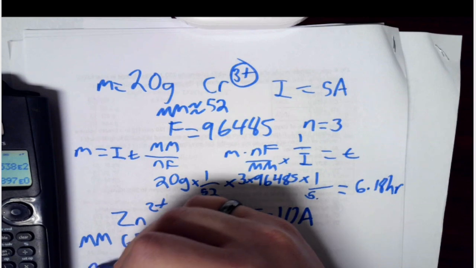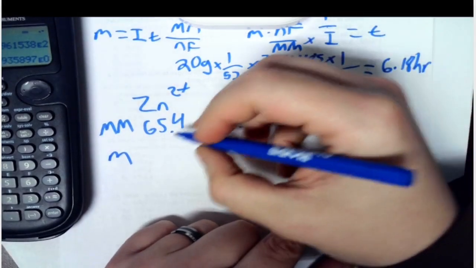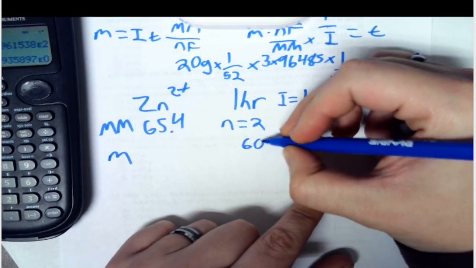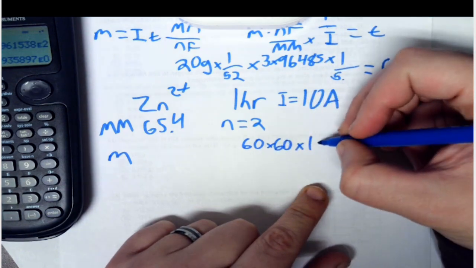If I want to know how much mass can be delivered after 1 hour at 10 amps, we got our time. 60 times 60 times 1 is our time.